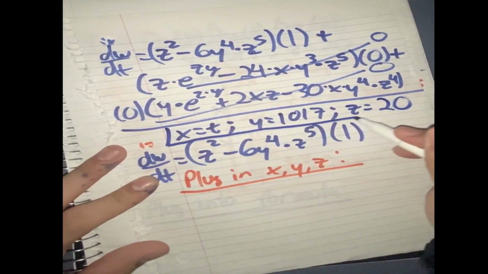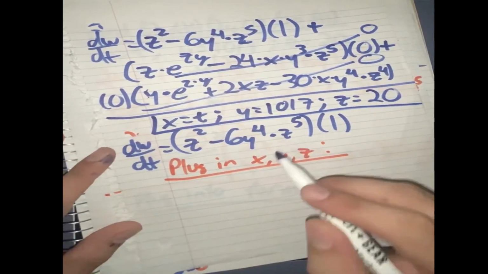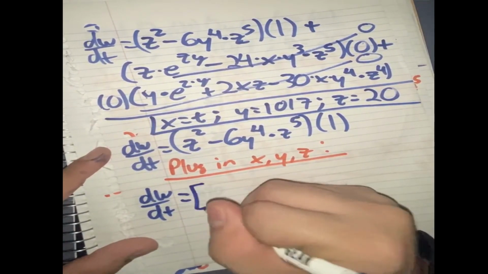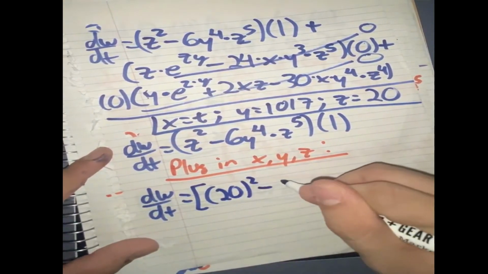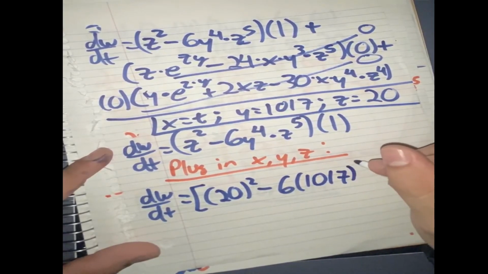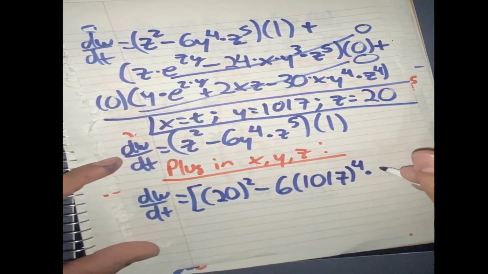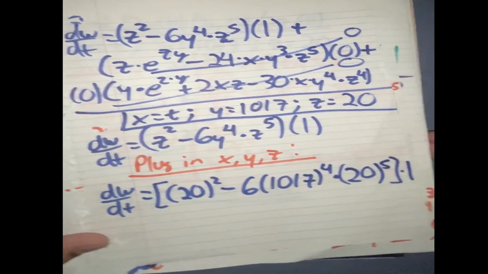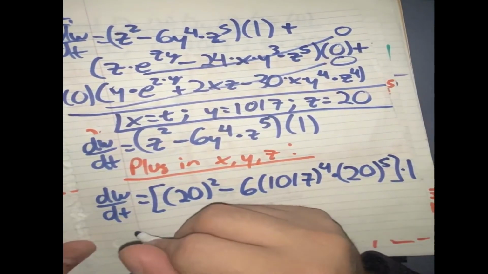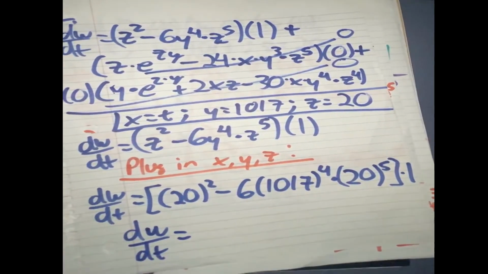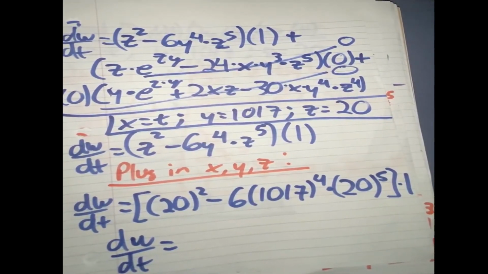So now that we have these values, I'm going to put them right here in their own little box. These variables, we substitute them into this formula. So dw over dt is equal to z squared, so we get 20 squared minus 6 times y to the 4th. Oh, that's going to be a big number. Oh, well. Times z to the 5th. Yep, that's going to be a huge number. 20. All this is being multiplied by 1. So basically now, it's really simple. We're just going to plug this all in. So dw over dt will actually come out to be a scalar value in this case.